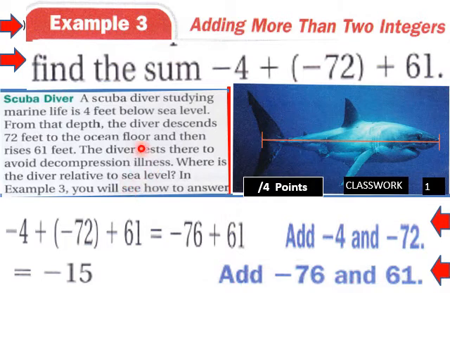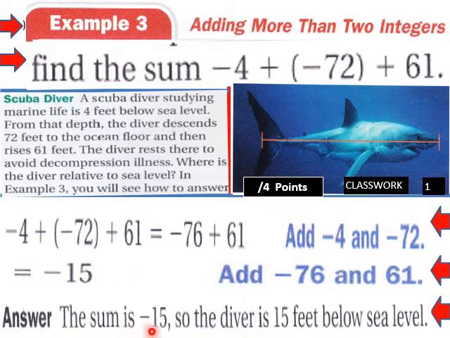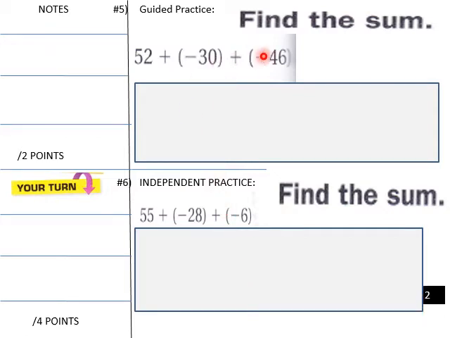So he's at -15, 15 feet below the surface to decompress, to prevent decompression illness. So adding -76 and positive 61 is -15. So the sum is -15. So the diver is 15 feet below sea level. Okay, let's try another one here. Let's add these up here.